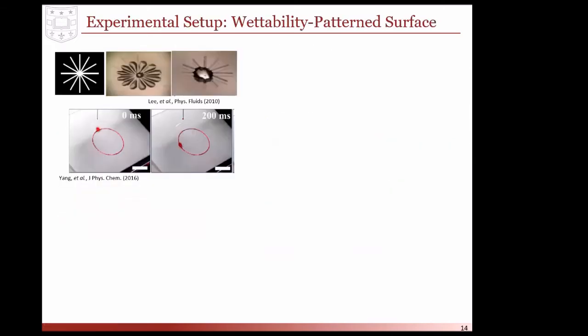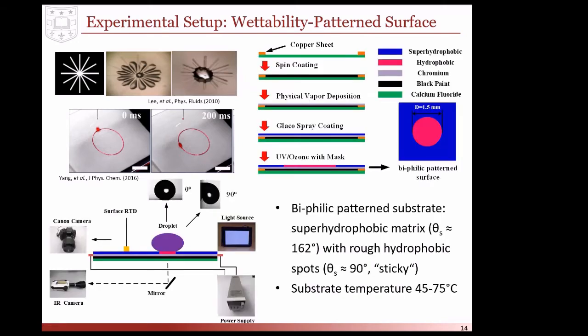And the way we approached this was by wettability-patterning surfaces. Wettability-patterning has been used to manipulate droplet dynamics on surfaces. And we wanted to not just manipulate the droplet dynamics, so the hydrodynamics, but also the heat transfer. So we created these biphobic surfaces where we have the background here. The blue is a superhydrophobic surface. And we used UV and ozone exposure with a mask to create local patterns on the surface that are hydrophobic.